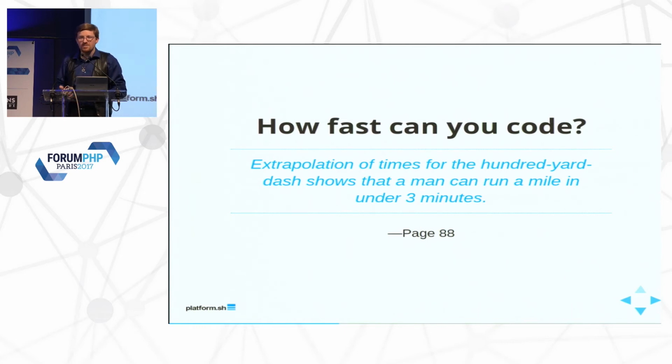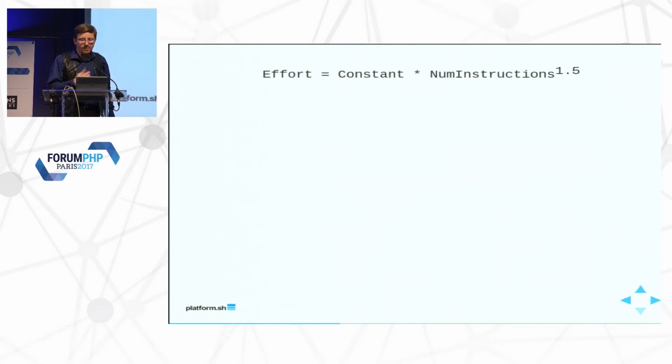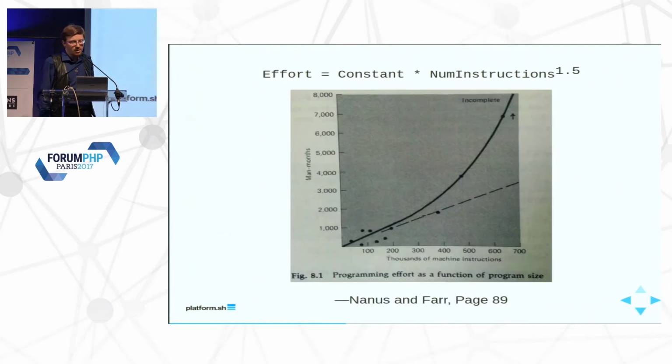You can't run at the same speed. The current world record for the fastest mile is 3 minutes, 43 seconds. In fact, studies even back in the 70s found that the amount of effort needed to produce a chunk of code was a factor of the number of instructions raised to a power. The more instructions you're writing, the longer it takes per instruction to write it.